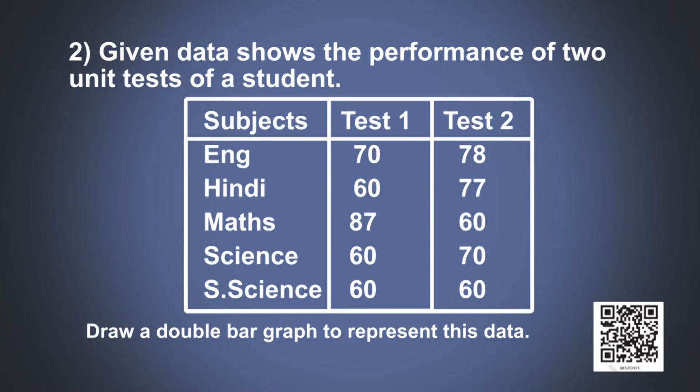Problem number 2. Given data shows performance of 2 unit tests of a student. In English, she got 70 marks in the first test and 78 marks in the second test. In Hindi, she got 60 marks in the first test and 77 in the second test. In maths, she got 87 in the first test and 60 in the second test. In science, she got 60 marks in the first test and 70 in the second test. And in social science, she got 60 in the first test and 60 in the second test too. Now draw a double bar graph to represent this data.